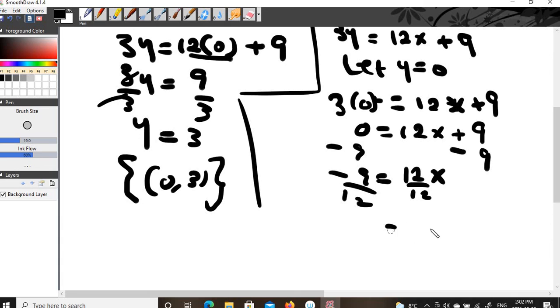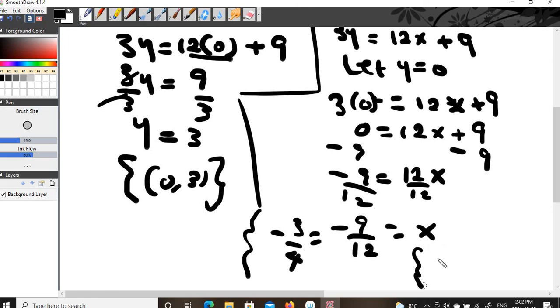And 12 and 12 will cancel out. So x equals negative 9 over 12. And then we have to simplify, so we can divide by 3. This is going to be negative 3 over 4. So our intercept: when x is negative 3/4, our y must be 0. So that's the way we find x-intercepts.